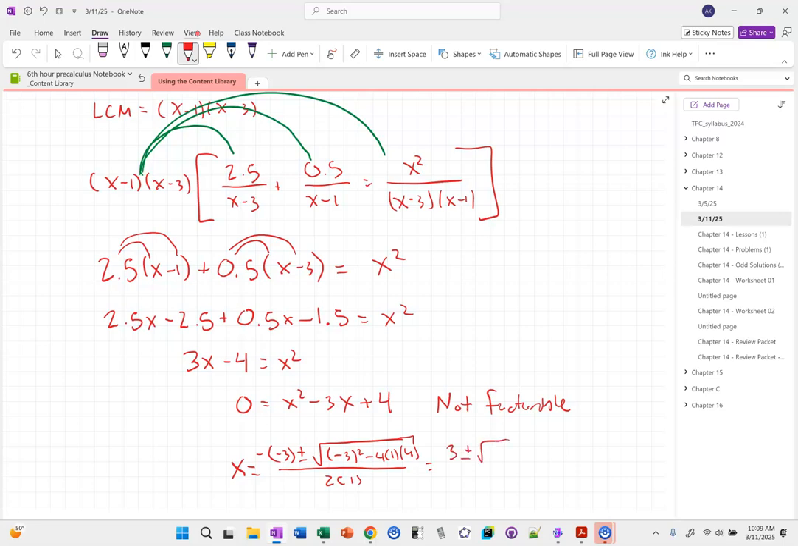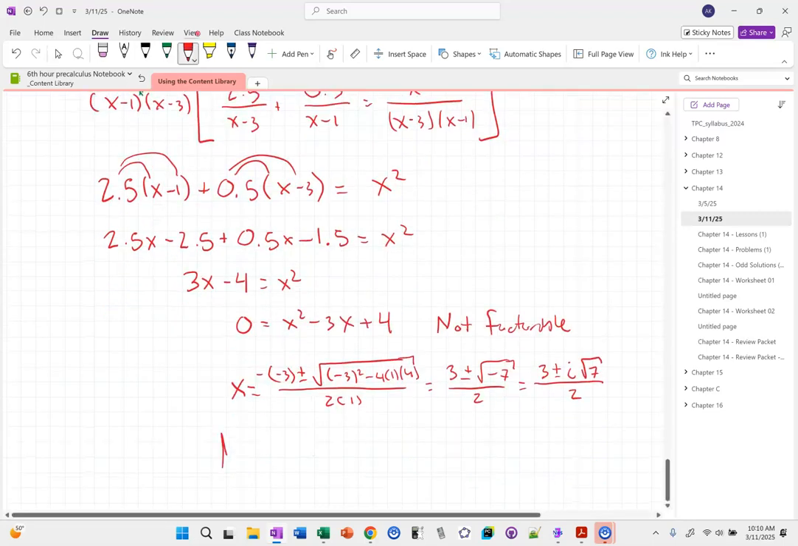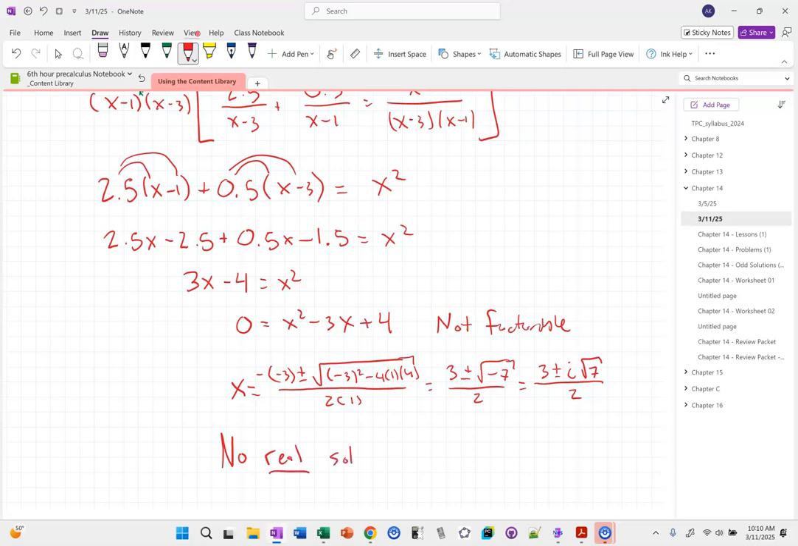Let's see. Negative 3 squared is 9. 9 minus, and then 4 times 1 times 4, 16. 9 minus 16 is negative 7. Uh-oh, what's that mean? I get an i. So what would I say here? No real solutions. Wah, wah.